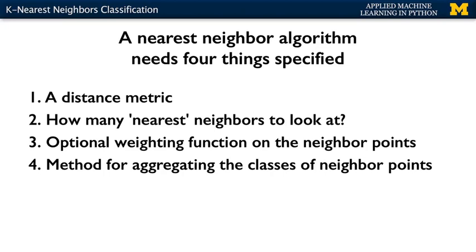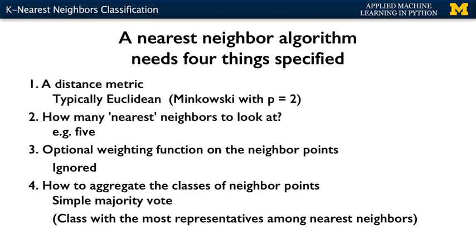Third, we may want to give some neighbors more influence on the outcome. For example, we may decide that neighbors that are closer to the new instance that we're trying to classify should have more influence or more votes on the final label. Finally, once we have the labels of the k nearby points, we must specify how to combine them to produce a final prediction. Here's a specific example of some typical choices we might make for these 4 things.